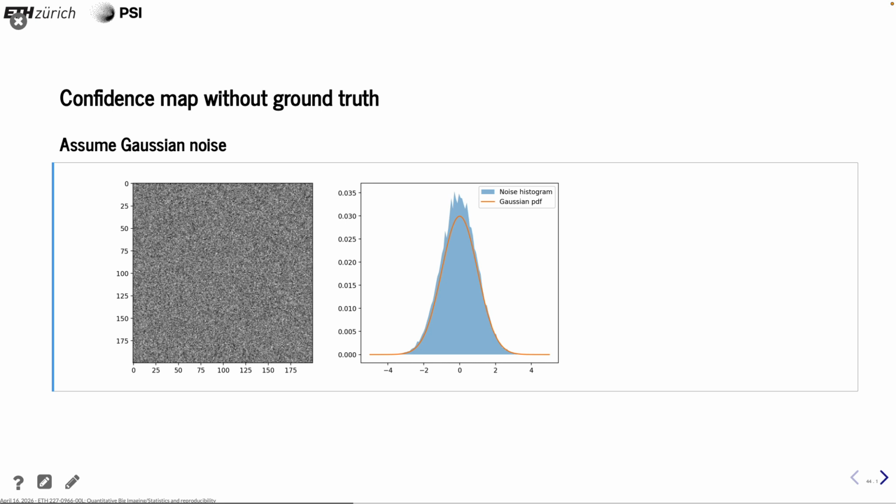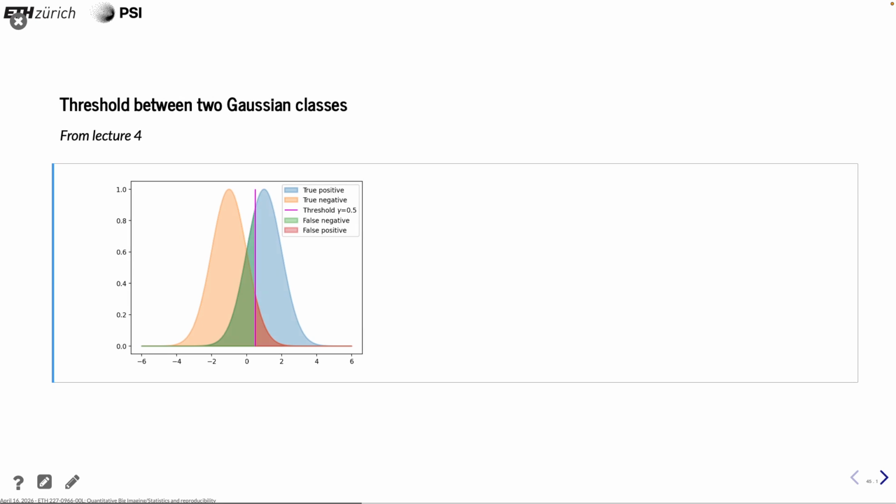And let's try to get a confidence map without the ground truth. So let's assume we have Gaussian noise in our image, and it's distributed like this. And then if we have an image with two regions with Gaussian classes, and we apply a threshold, we know that we get a fraction of false negatives and false positives, depending on where we put the threshold.